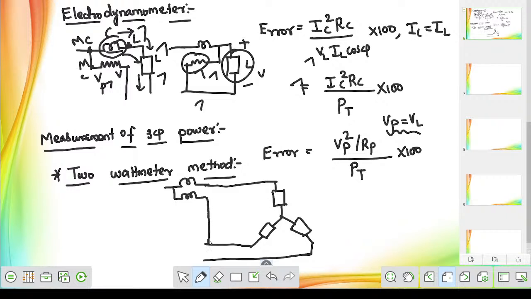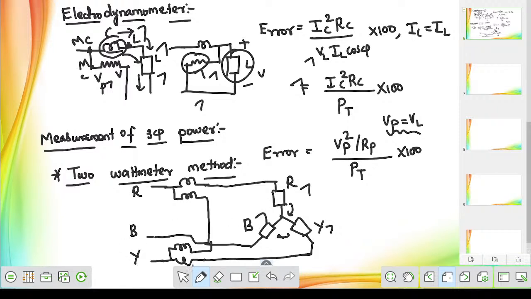Let me connect it with phase B. Sorry, RBY I am taking. Again, there is one more current coil, and this is wattmeter 2. This will also be connected here. So let me extend this line. Now let us take R. You can take any one sequence. See, this is R, this is Y, this is B terminal. From R, a 120 degree phase shift Y should come. From Y, a 120 degree phase shift B should come. So RBY is the correct sequence here.